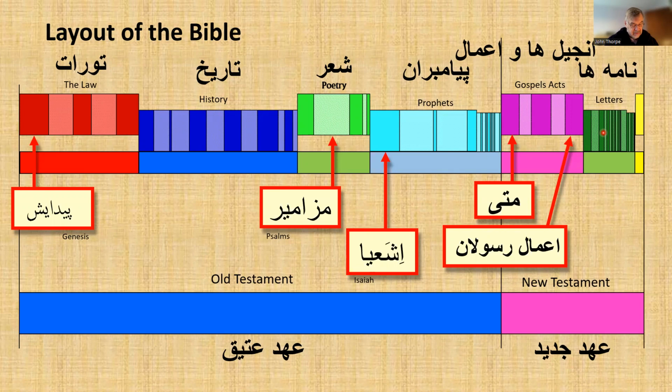So 13 of those letters were written by the same man, the Apostle Paul. And then there are 7 written by other apostles.